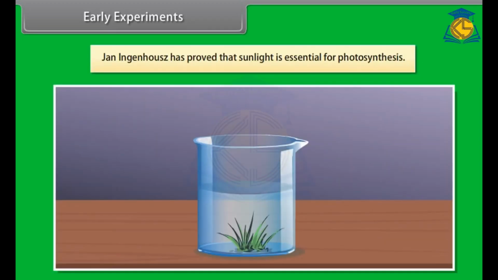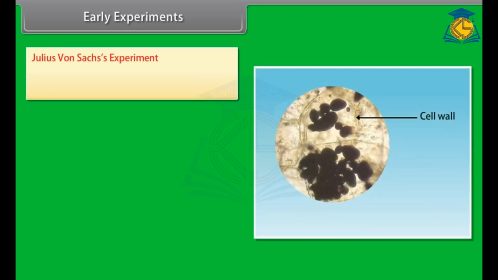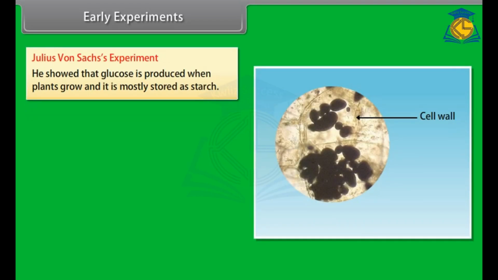Early experiments. Jan Ingenhousz proved that sunlight is essential for photosynthesis. He experimented on aquatic plants and found that in the presence of sunlight there are small bubbles around the green parts of the plant, and in the absence of sunlight no bubbles were formed. These bubbles were found to be of oxygen. Early experiments. Julius von Sachs' experiment. He showed that glucose is produced when plants grow and it is mostly stored as starch.